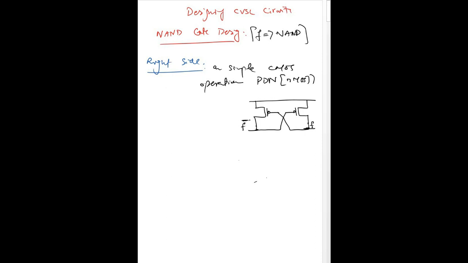So to design the right hand side, we know that the pull down network of our NAND gate was equal to this, two series connected NMOS. This is our A and this is our B. If we have to design the left hand side of this CVSL network, we just have to apply De Morgan's law on the right side.